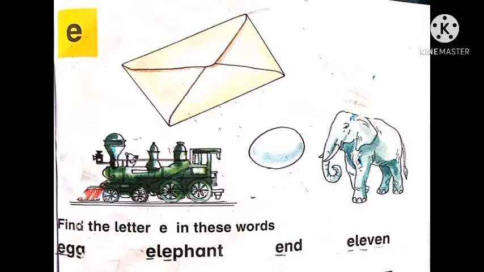Next, our activity is find the letter E in these words. You have to circle letter E in word egg. Good. Next, you have to circle letter E in elephant. Good. Now you have to circle letter E in letter and. Next, you have to circle E in word 11.